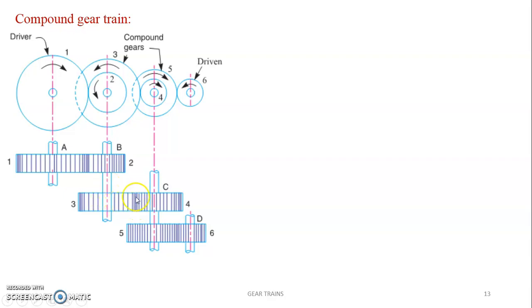Then in the second stage, gear 3 is in mesh with gear 4, which will transmit the power. So gear 4 rotates. When gear 4 rotates, the shaft rotates. Similarly, gear 5 also rotates. And gear 5 is in mesh with 6, which drives gear 6. So this is how the power is being transmitted.